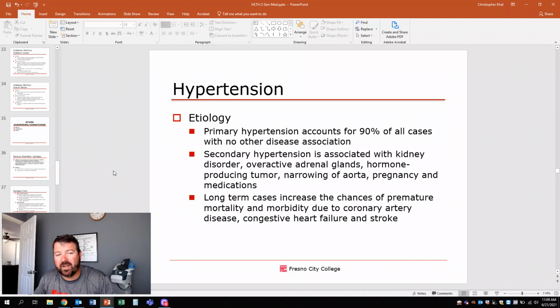All right, hypertension. Okay, so primary hypertension accounts for 90% of all cases, with no other disease associated. Secondary hypertension is associated with kidney disorders, overactive adrenal glands, hormone producing tumors, narrowing of the aorta, pregnancy, and medications. Long-term cases increase the chance of premature mortality and morbidity due to coronary artery disease, congestive heart failure, and stroke. Okay, so hypertension is high blood pressure, just so you know.